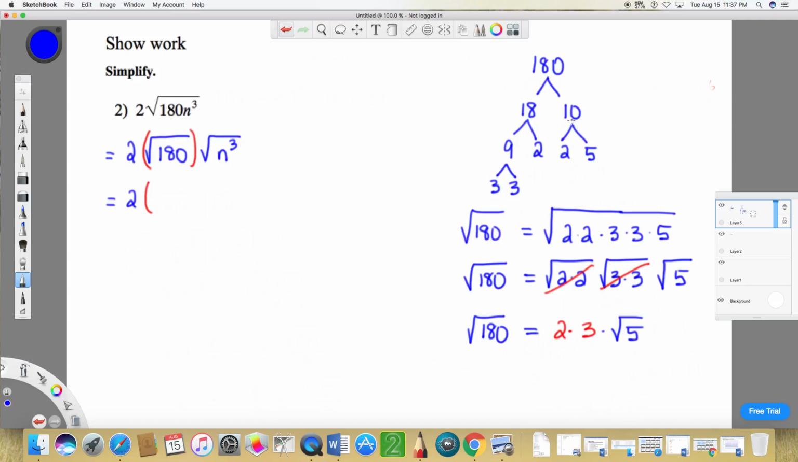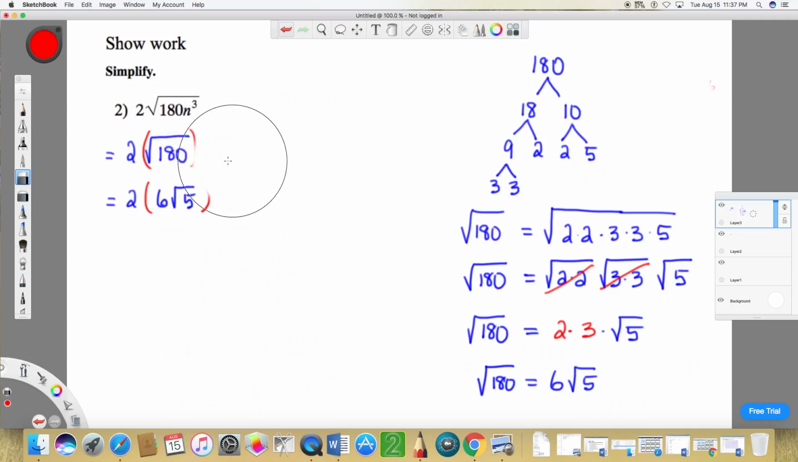So with this work over here, I tried to illustrate that the square root of 180 is the same thing as 6 times the square root of 5. So we can come over here and write 6 times the square root of 5 instead of writing the square root of 180. They look different, but they're the same thing.